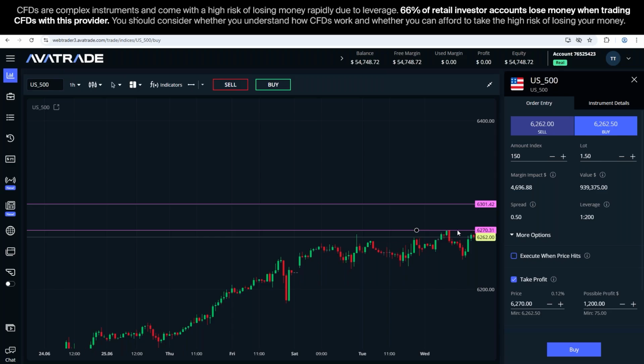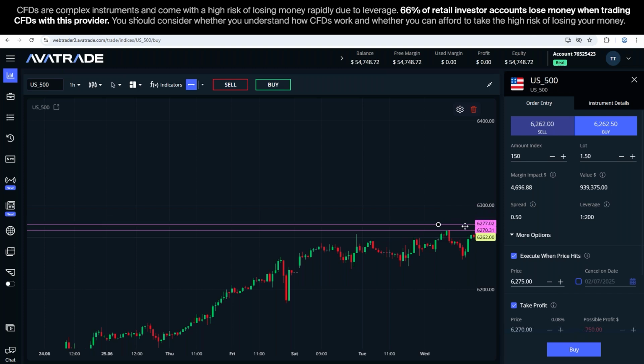So we take a look at that and we say, pending order then, if it does go above 62.70, execute when price hits, or maybe it should say execute if price hits 62, let's say 75. Okay, if it breaks this resistance by 5 points, 62.75. Okay, so that would be right about here.